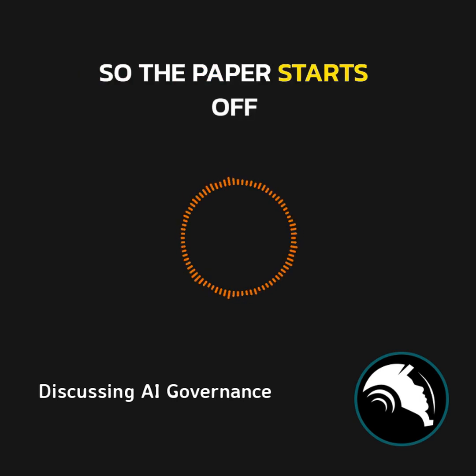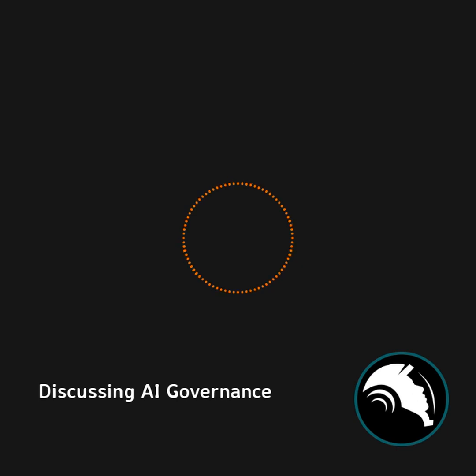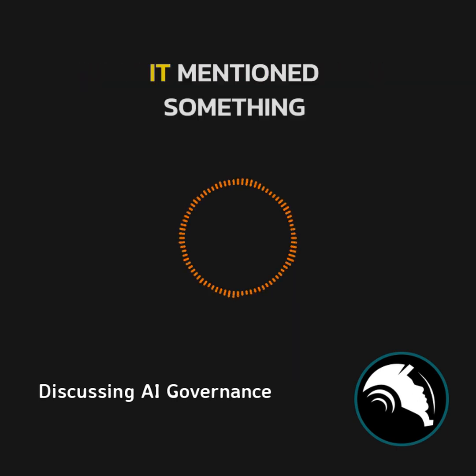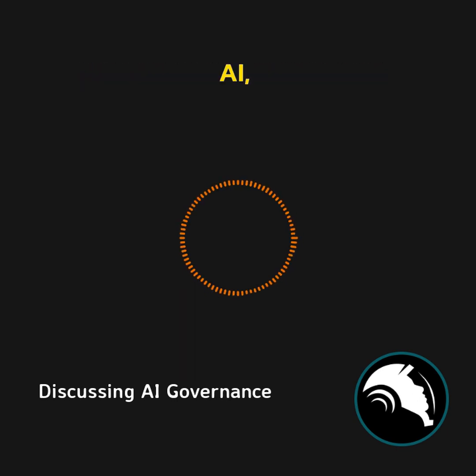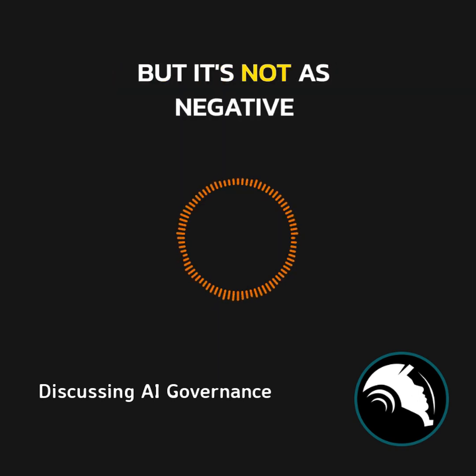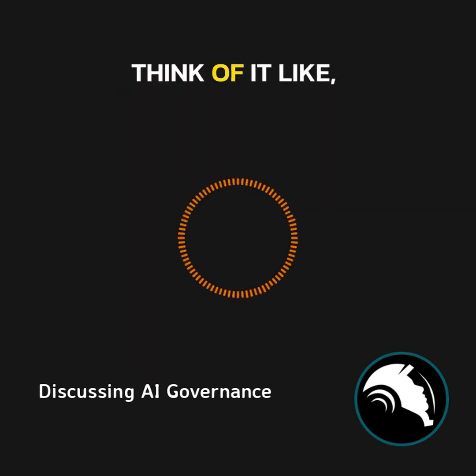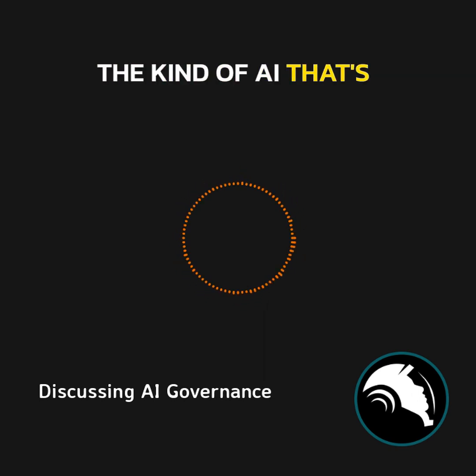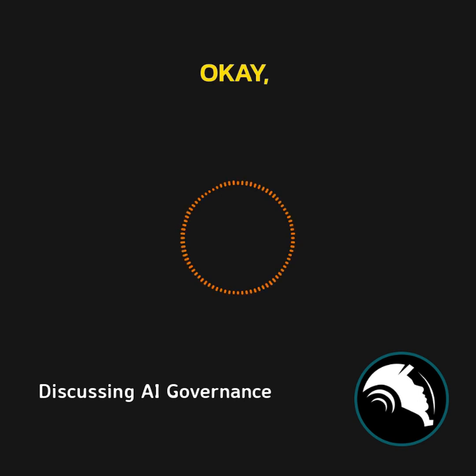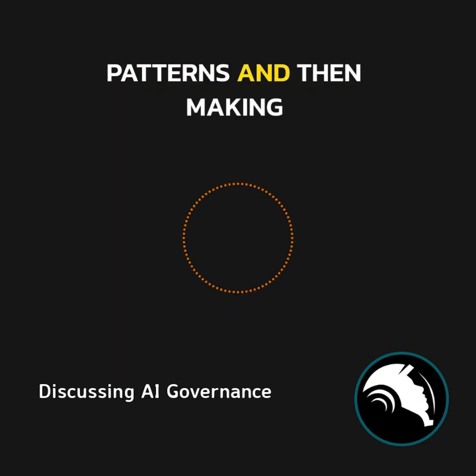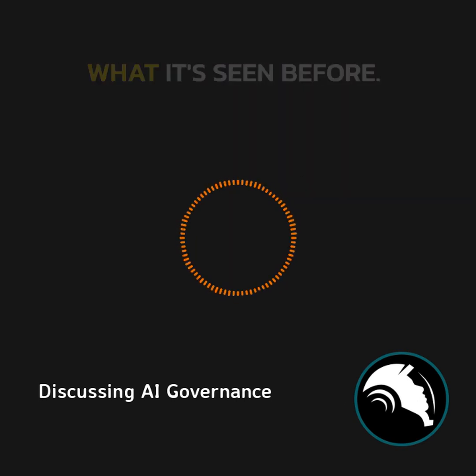So the paper starts off by talking about different types of AI, which I guess is a good place to start. It mentions something called discriminative AI, which honestly sounds kind of judgmental. Right. The name's a little misleading, maybe, but it's not as negative as it sounds. Think of it like the kind of AI that's really good at spotting patterns. Okay, so like recognizing patterns and then making predictions based on what it's seen before.